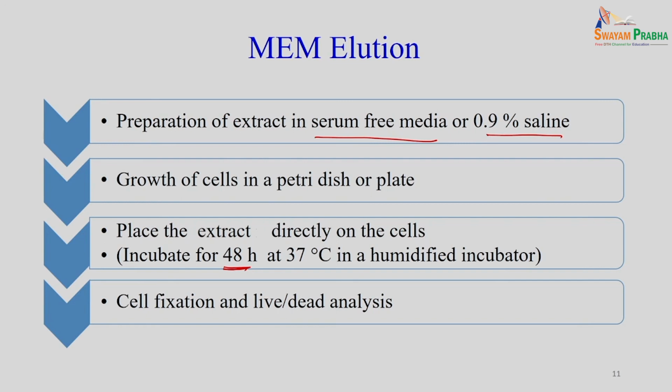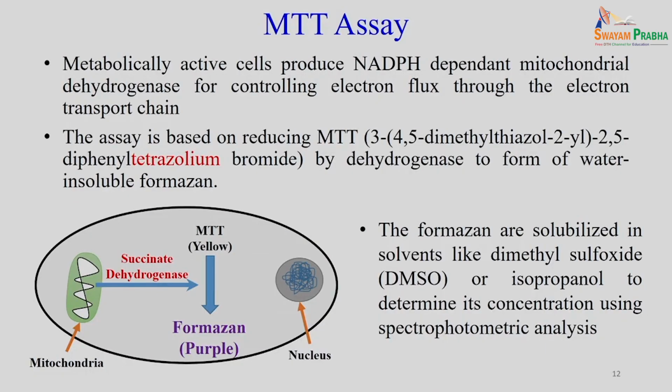Once we have the exposed or incubated cells, one method to analyze the cytocompatibility or cytotoxicity is the MTT assay. If a cell is metabolically active, it produces NADPH, which depends on the mitochondrial dehydrogenases for controlling the electron flux. So, what it says is that if it is an active cell, then it will have the presence of dehydrogenases.